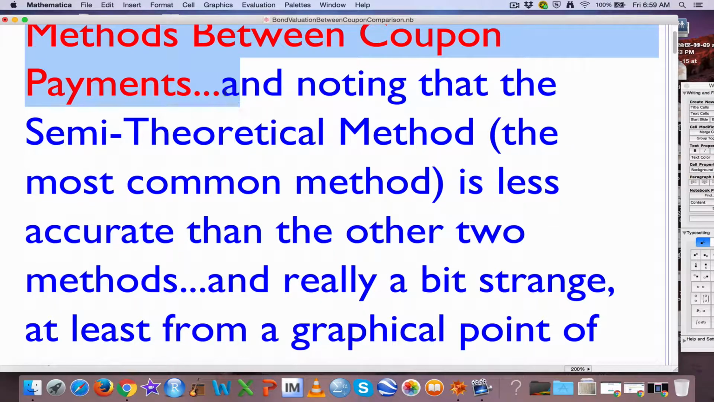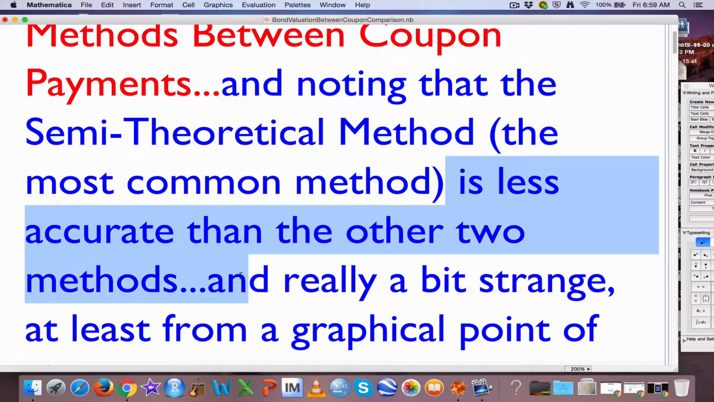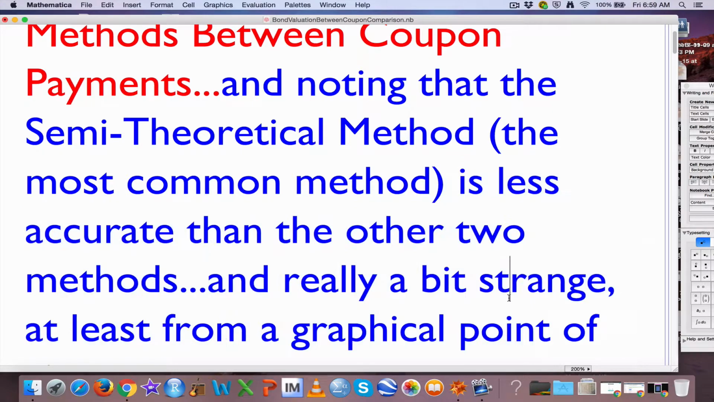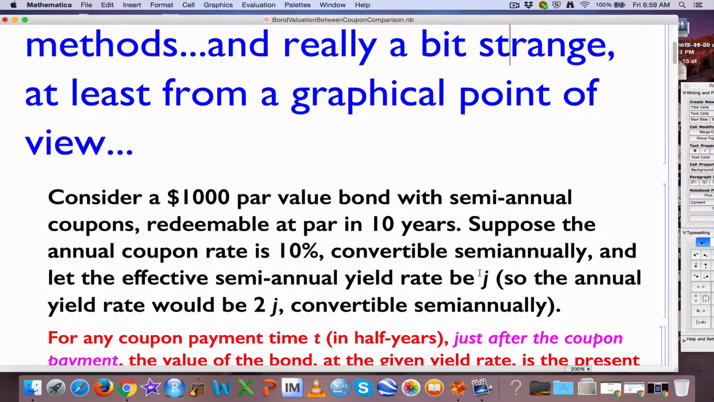What we're ultimately going to note in comparing these methods is the semi-theoretical method, the most common method, is actually less accurate than the other two methods, and really a bit strange, especially from a graphical point of view. Okay, so it is the most common. It seems fairly logical if you just think about it purely symbolically, but both numerically and especially graphically, it's actually a bit strange. It's a strange interpolation method, you might say. We'll think about this in the context of a particular example because it will help it seem more concrete. And again, this video is going to be difficult enough as it is.